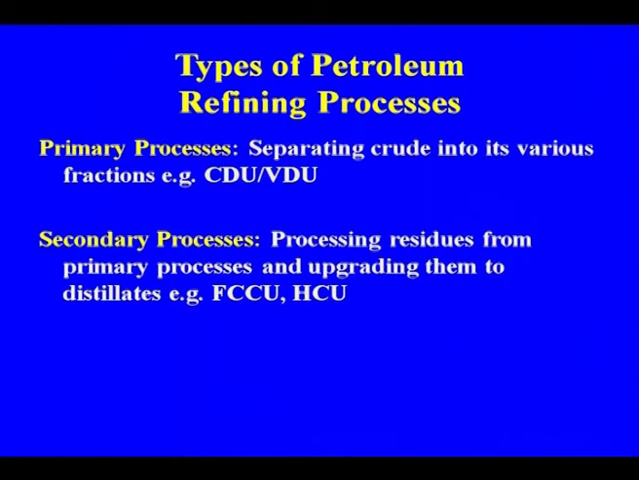These are the primary processes that we are doing in the refinery, separating the crude into the various fractions. Secondary processing takes the residue from the primary process and upgrades it to distillate, FCC as I told you and the hydrocracker unit. Now you are having their integral part.